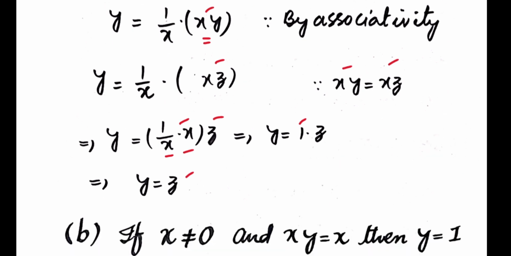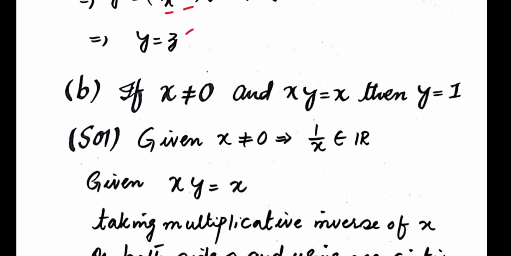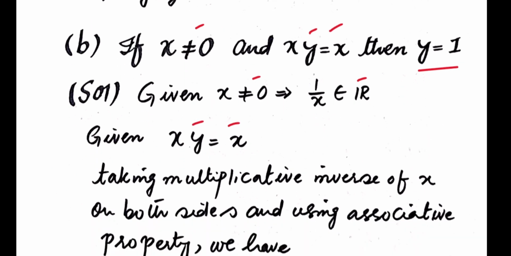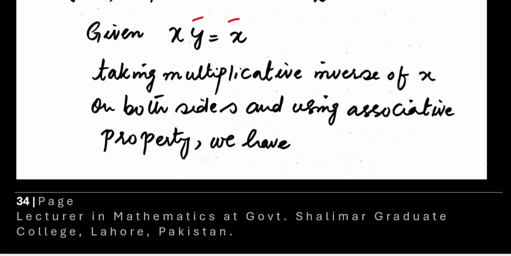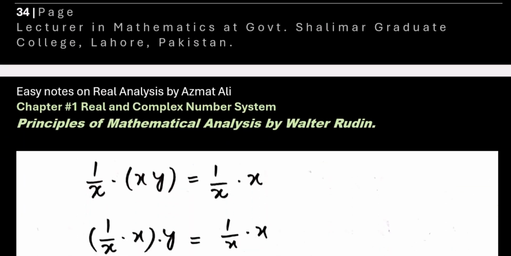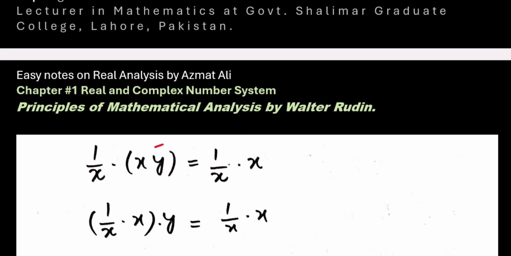Its second part is that if x is non-zero and xy is equal to x, then we have to show that y is equal to 1. Given that x is non-zero, its multiplicative inverse 1 over x must exist in R. The given equation is xy is equal to x. Again we multiply the multiplicative inverse of x on both sides, and using the associative property, we have 1 over x into xy is equal to 1 over x into x.